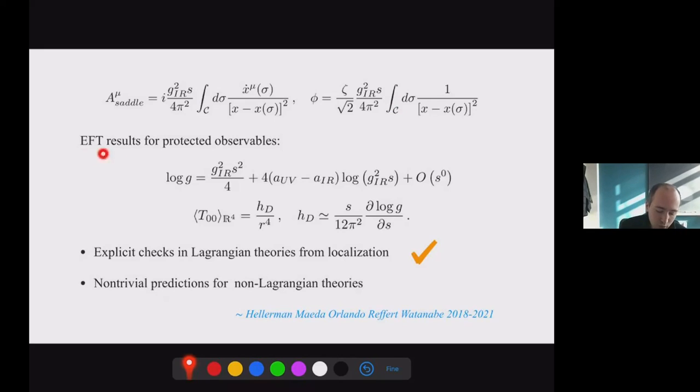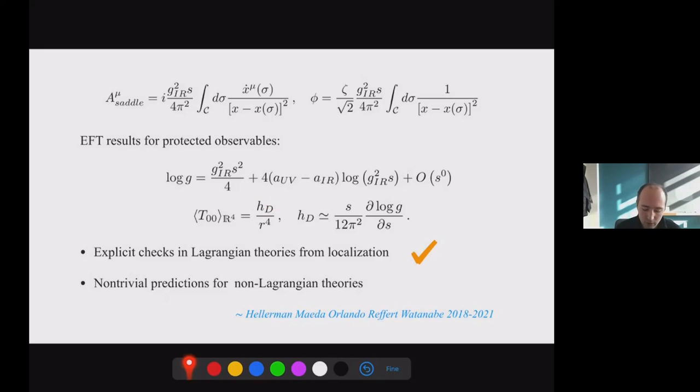And here I want to just show you results for protected observables, because those can be matched to supersymmetry. So the expectation value of the line on a circle is called G. It is a well-known formula due to Pestun and others. In this case, it goes like S squared times the infrared gauge coupling, which is a Wilson coefficient. And then it has a very interesting log S correction, which depends on these anomaly coefficients I mentioned before.